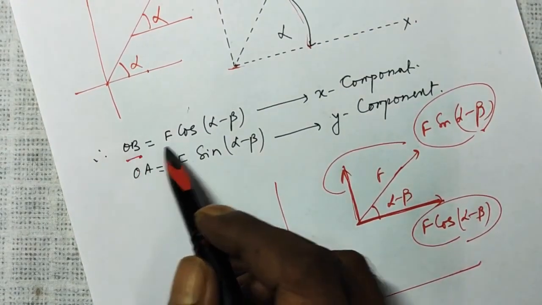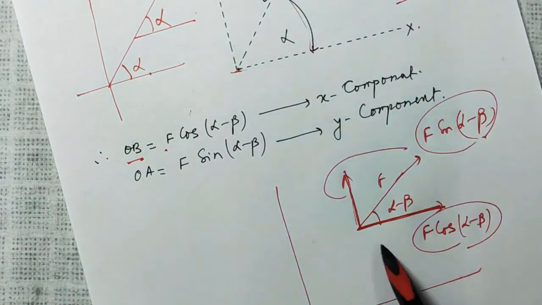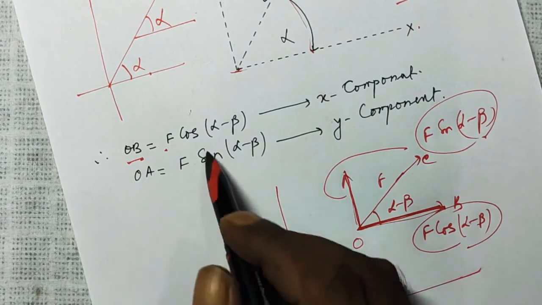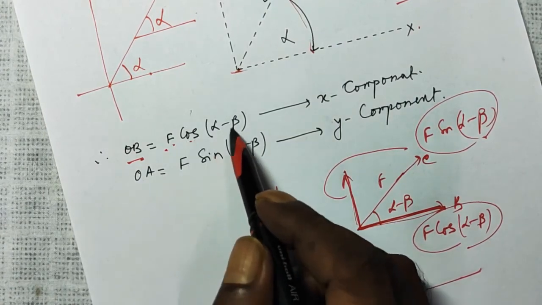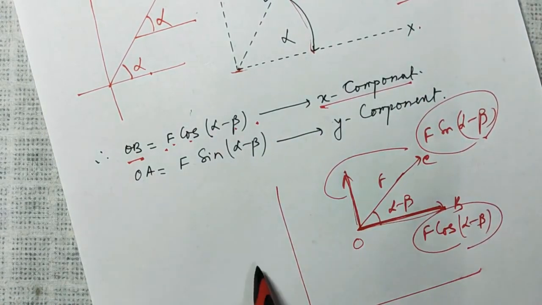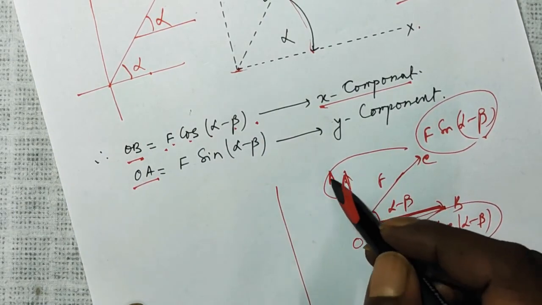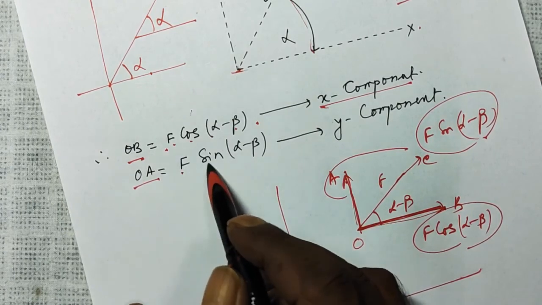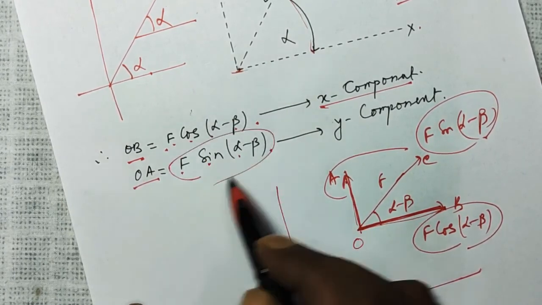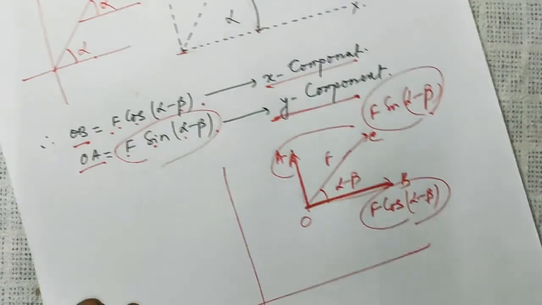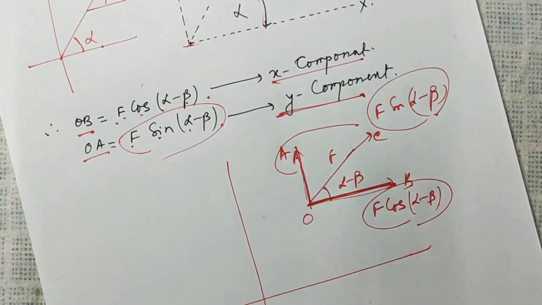So your OB, that is this one, that is same thing as this one. Now this point is C, is your F times cos alpha minus beta, that is the x component, it is positive because it is along positive x-axis. OA, from O to A, will be your F sin alpha minus beta, it is along positive y-axis, therefore is the y component.